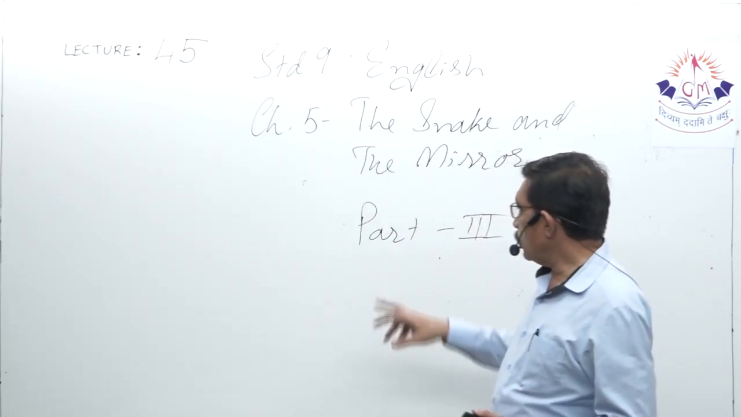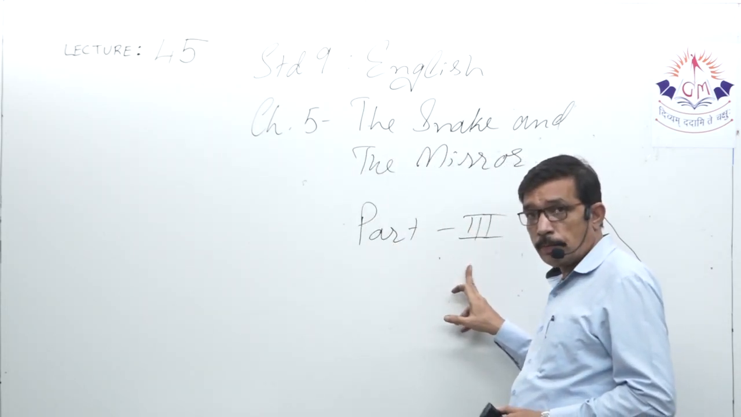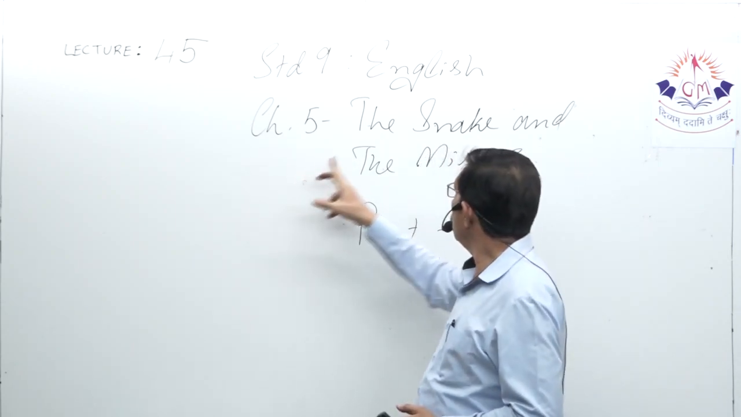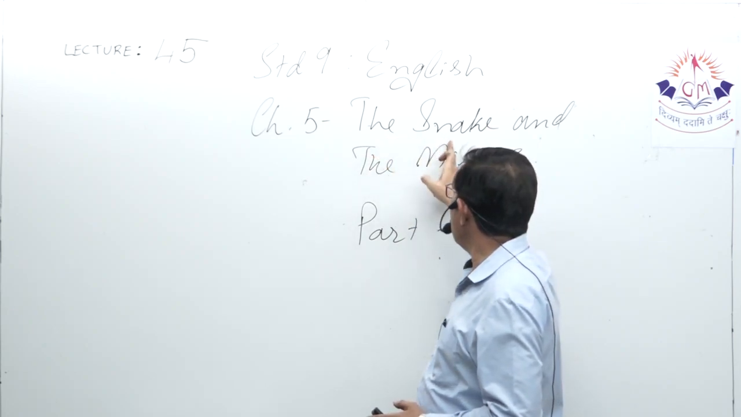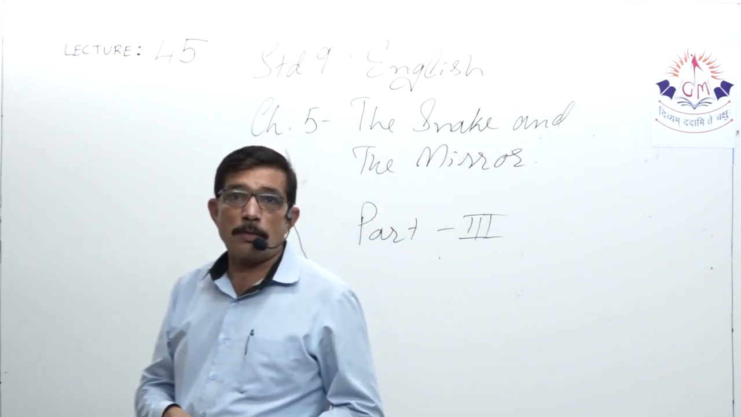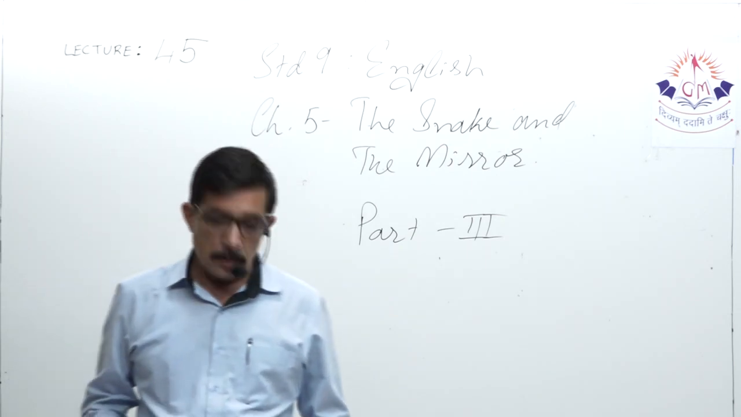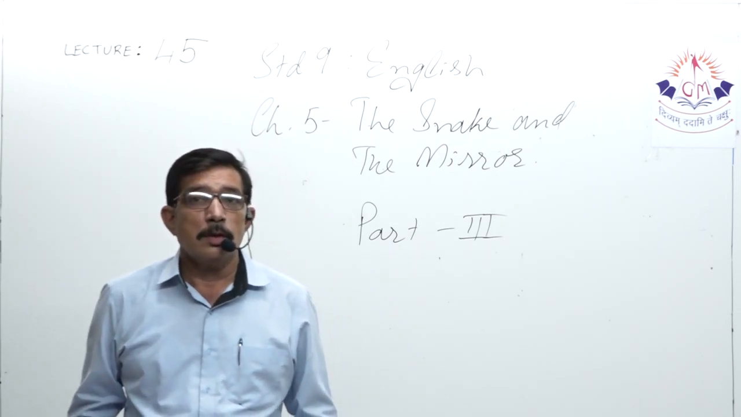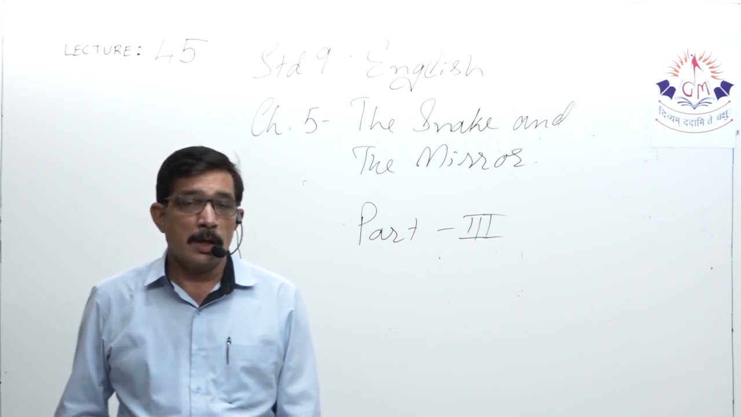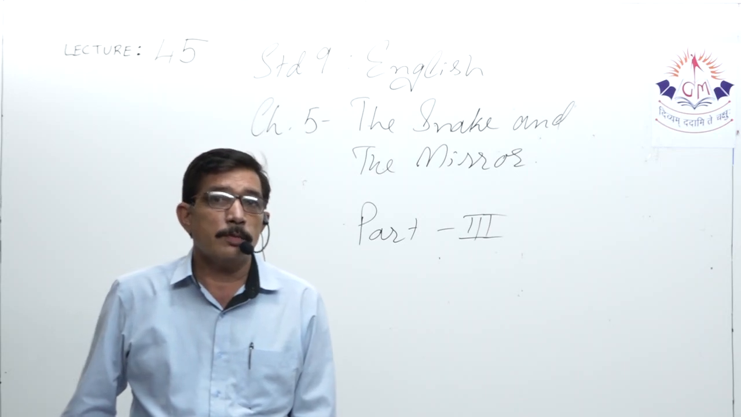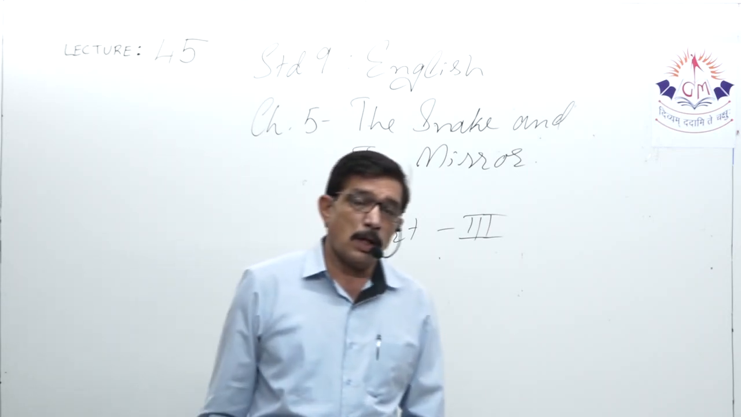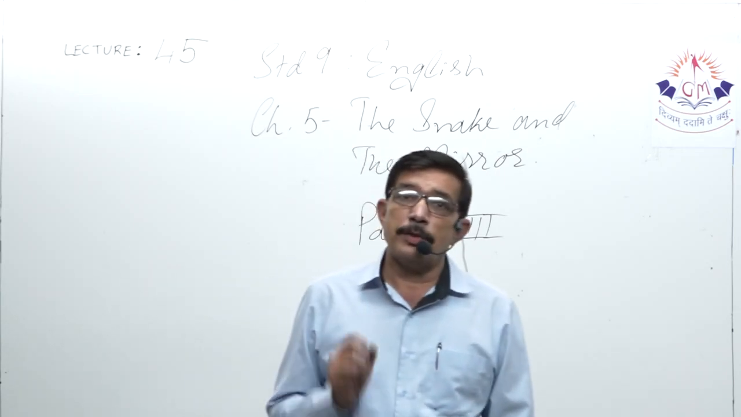Students, this is part 3 of chapter number 5. Name of the chapter is The Snake and the Mirror. This chapter is taken from the book Beehive, that is the main book of the English learning in Standard 9. We have two books, Beehive and Moments, where Beehive is the main book and Moments is the supplementary reader.